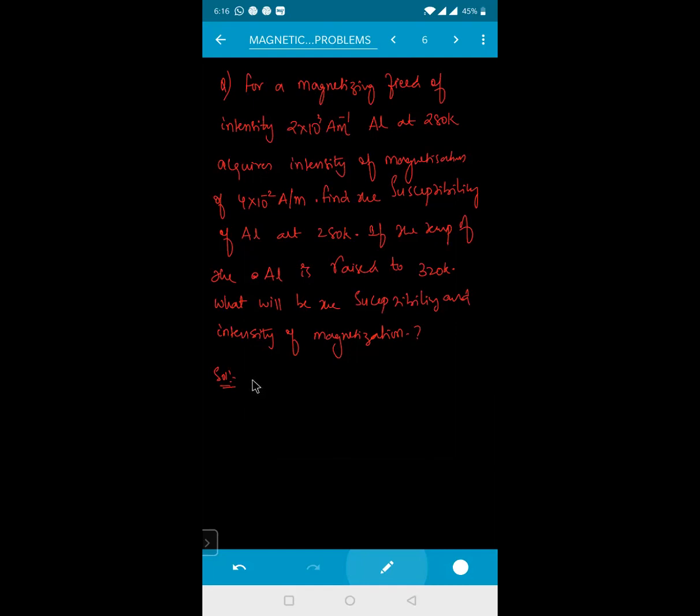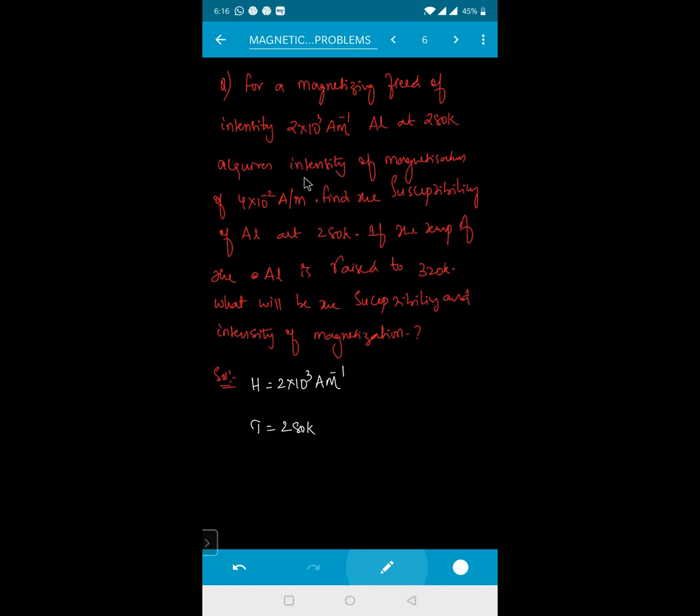H is equal to 2 into 10 to the power of 3 ampere per meter. Sorry, ampere per meter. At what temperature? The temperature given is 280 Kelvin.